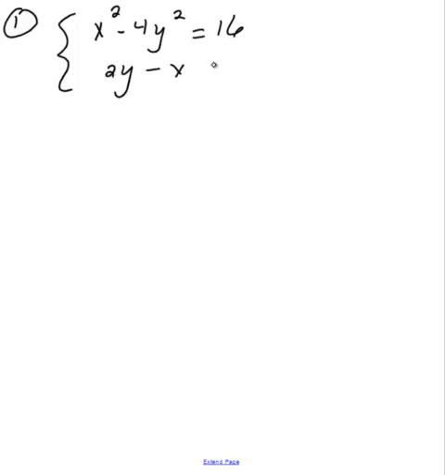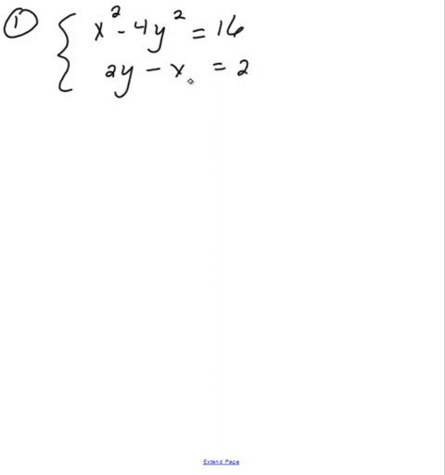Okay, I'm going to work a couple of nonlinear systems of equations. I'm going to illustrate in the first one, use a substitution method. So I have two equations, which I'm going to write down as a system. I have x squared minus 4y squared equals 16, and 2y minus x equals 2.